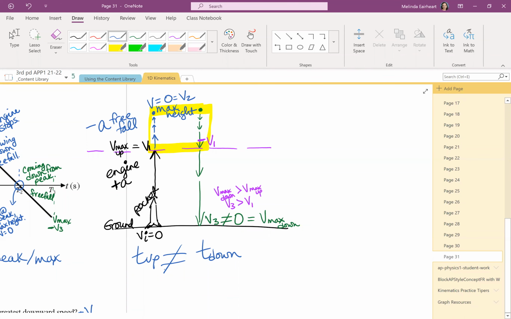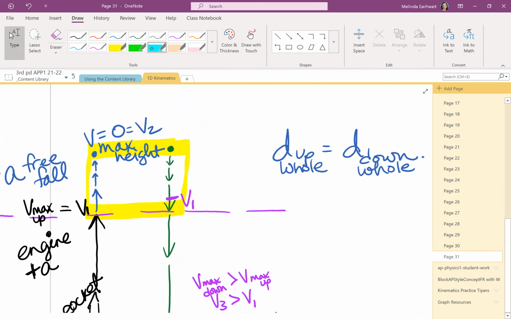I do want to point out something that is equal though. Rocket, engine or not, what is equal on the way up and on the way down? Think scalar. Distance. From the ground to max height and max height back to the ground, distance up does equal distance down. And that's actually going to be essential to answering the problem, the way I'm going to approach it. So again, without using area, without using acceleration, but we know acceleration's happening, the whole distance up is equal to the whole distance down, right? But even just the little bitty up is equal to the little bitty down.